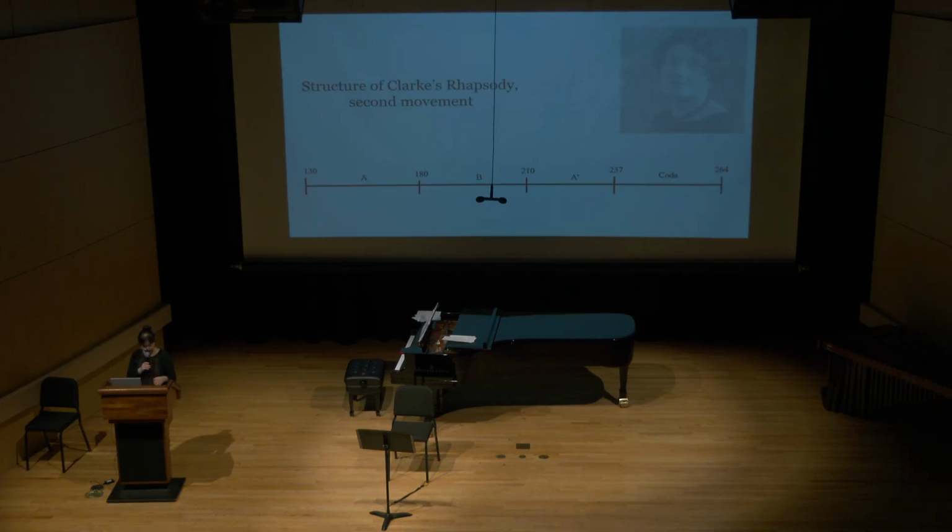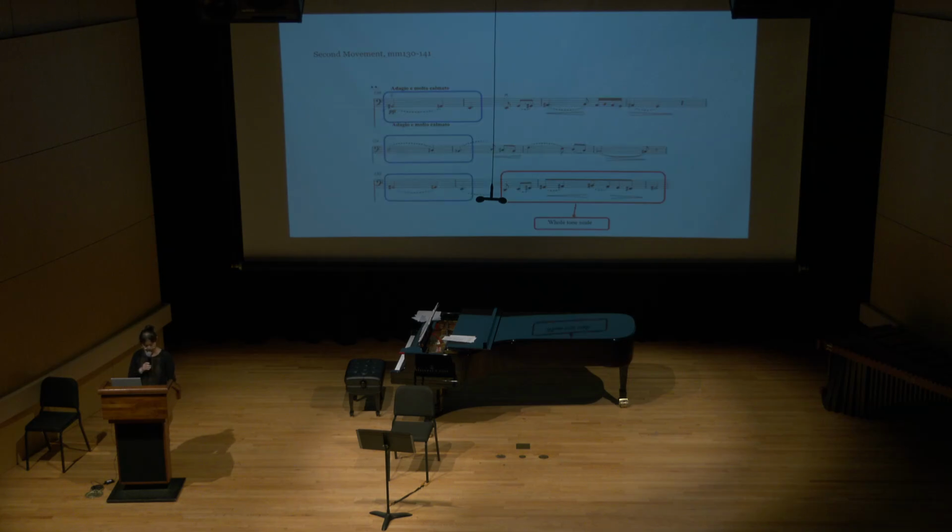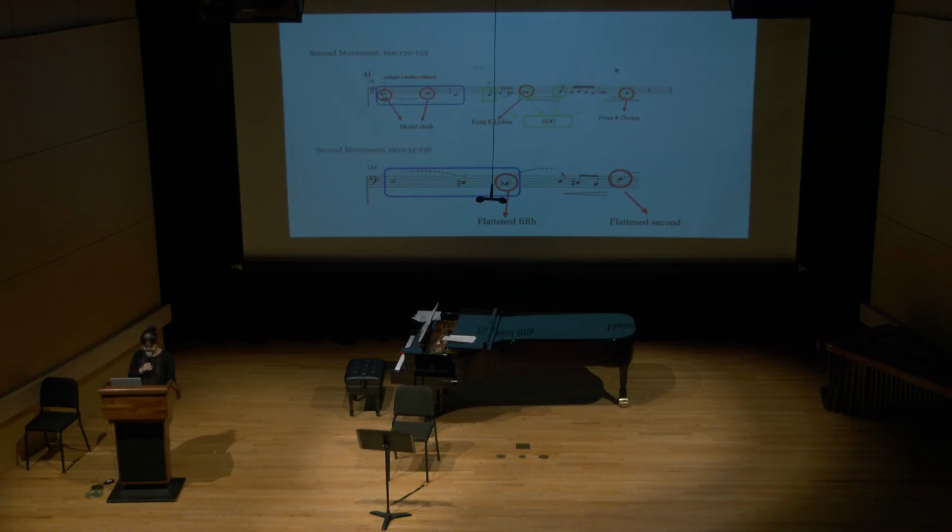So this is the structure of the second movement, a free ternary form with coda. And almost all the phrases of the A section theme begin with an inverted 014. And the sets are derived from modal clash and flattened scale degrees.